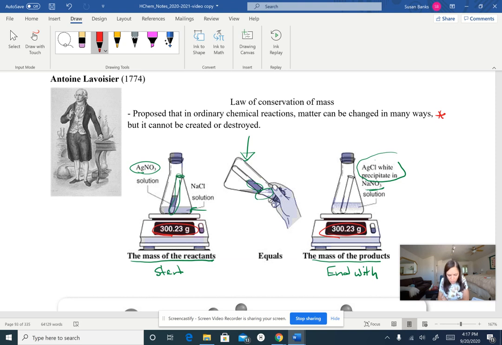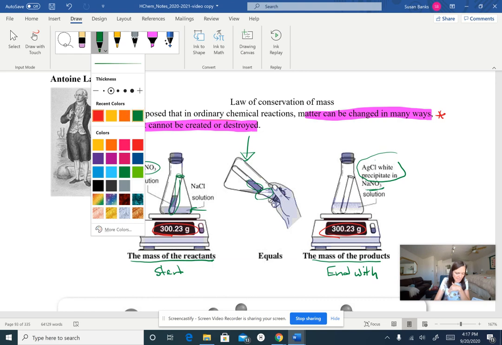He proposed that in ordinary chemical reactions, matter can be changed in many ways. Yeah, we created a white precipitate, but matter cannot be created or destroyed. So I can change matter. I can get atoms to rearrange. I can get a reaction to happen, but I can't create or destroy the matter that I start with. What I start with in terms of mass and types of elements is what I end with. I've just rearranged what they're bonded to. So this is the biggest idea of Antoine Lavoisier, and it's a big idea that we use to this day.